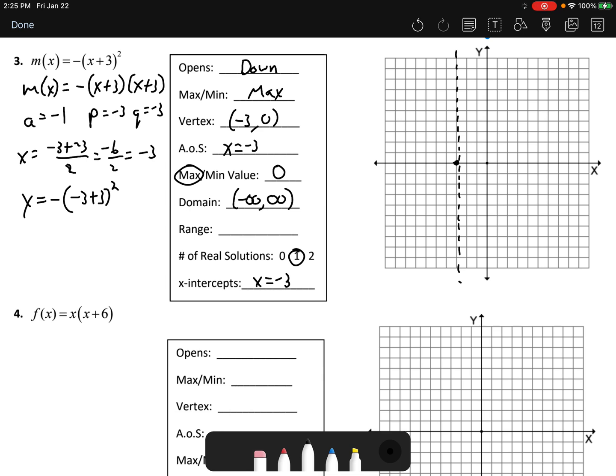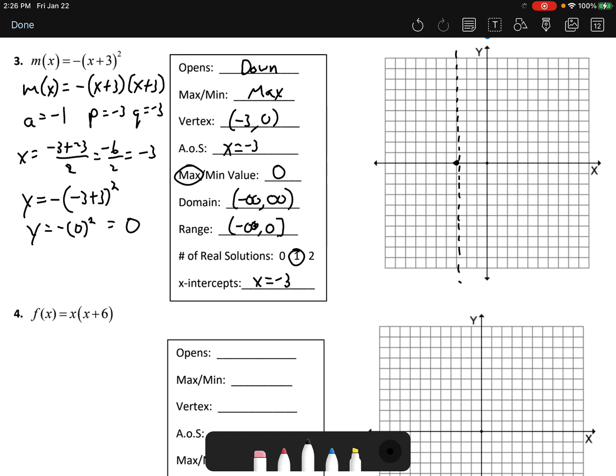X is -3. Plug in -3 there. -3 plus 3 is 0. 0 squared is 0. -0 is 0, so y is 0. So the range would be -infinity up to 0, since it's going to be a max.